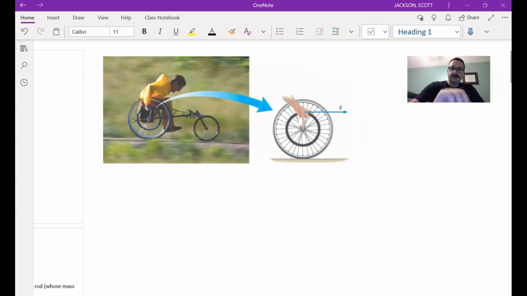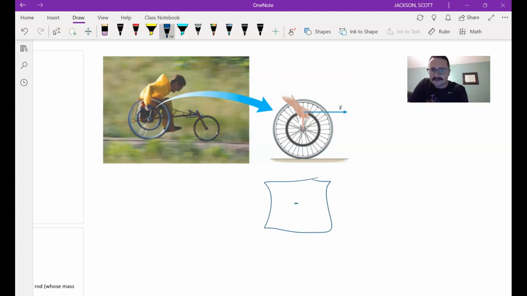Hey, gang. So, what we're going to do here is look at rotational dynamics. This is quite a bit different than linear, and let me show you why. If I had this person pushing this wheelchair bike, how you would solve this problem before is we would just take everything and make it a box, and we would say, okay, we have this force here, and then we would say F net equals MA and move from there.